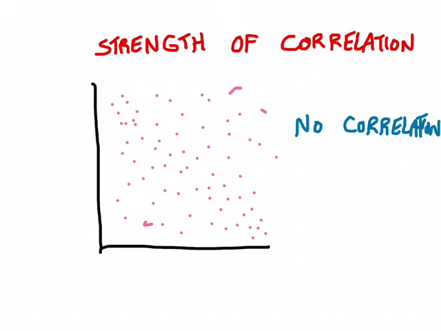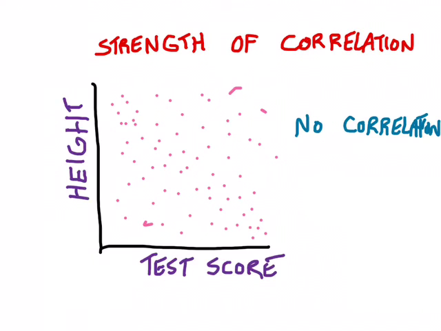So for example, your height and your score on a test might be a no correlation situation. We don't really expect that your height affects your test score. We would expect the scatter plot of those two things to maybe look kind of like this, where our dots appear to be random. And that's pretty much it.